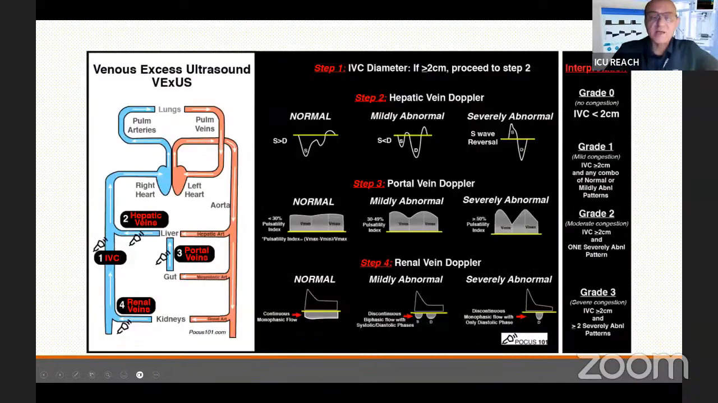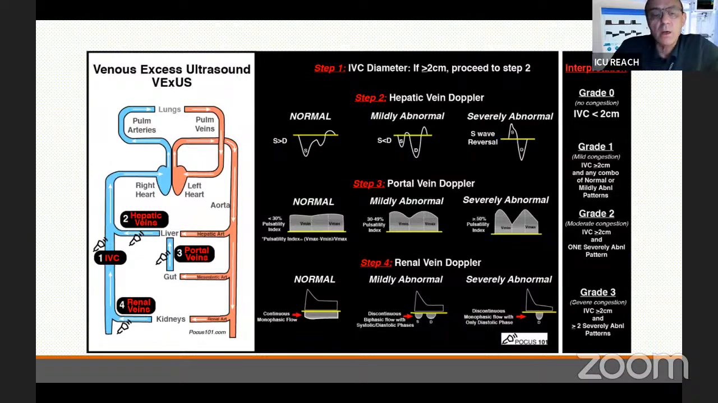And the VExUS score actually is something that started a few years ago by understanding more what happens on the venous side. And you see this a lot on social media. There are no good studies yet to look at whether this is going to be associated with good outcome, if you do it or not, patient-centered outcome. However, I started learning this actually.